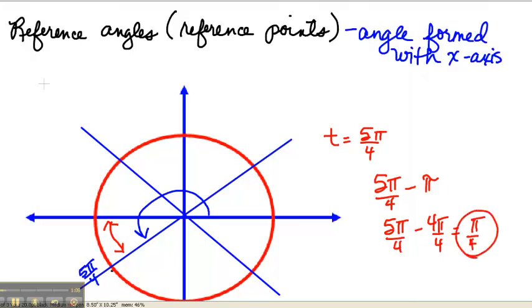And this is one of the ones that was on the unit circle, so you would use the terminal point of pi over 4 to determine what the terminal point of 5 pi over 4 would be. Because it's in quadrant 3, both of the values are going to be negative, which would be negative square root of 2 over 2, negative square root of 2 over 2.